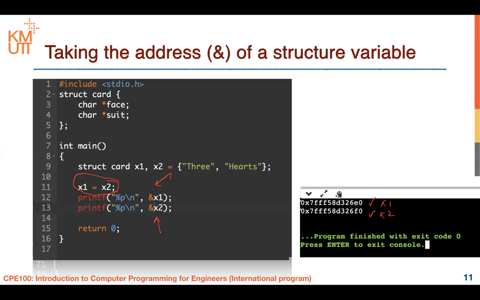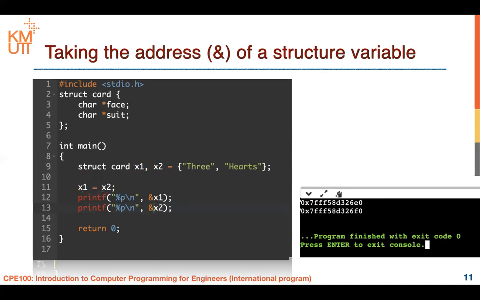They are different. Why? Because in the declaration part here, x1 is another variable, x2 is another variable. Even if we use this one, x1 is assigned by x2, so the value of the fields in x2 will be copied to x1. Just that. But this is important: the address or the place that we keep x1 and x2 are different locations. Okay, this is what we call the part that takes the address of a structure variable.